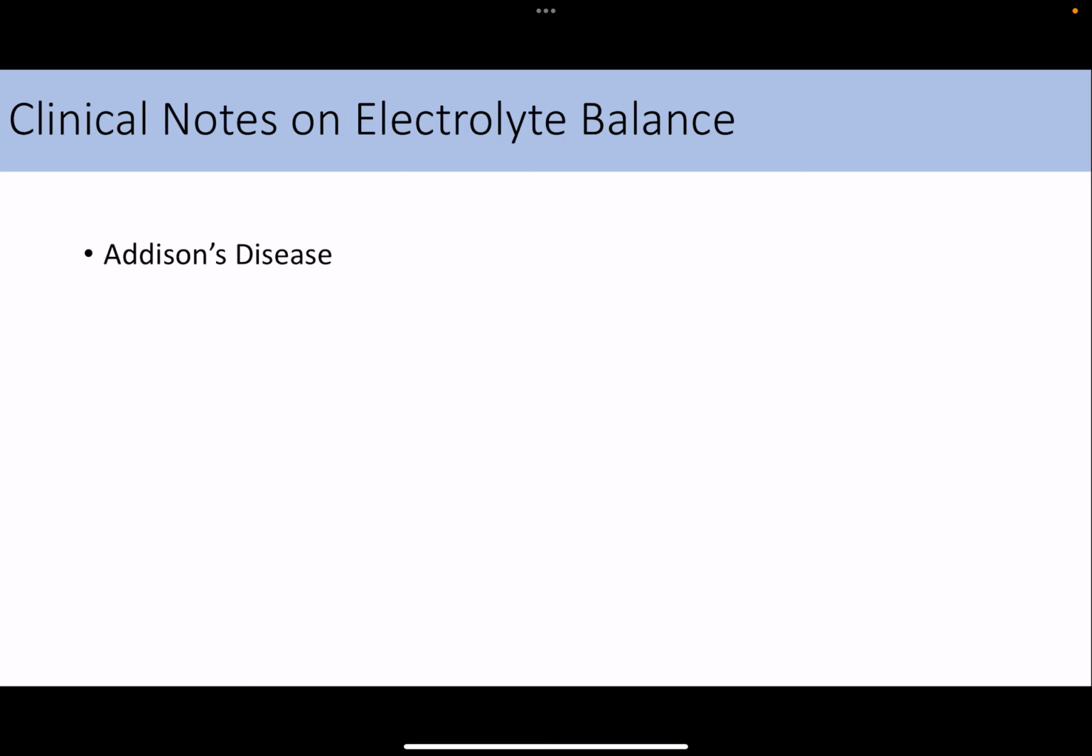Okay. Addison's disease. I think we talked about this with endocrine. You guys remember Addison's disease? Yeah. So it's a lack of aldosterone. Where does aldosterone come from? Where is it released by? The adrenal cortex. Another hormone that's released by the adrenal cortex, anybody know? Besides androgens, what is the other hormone released by the adrenal cortex?